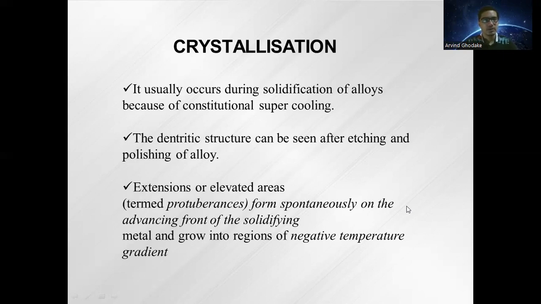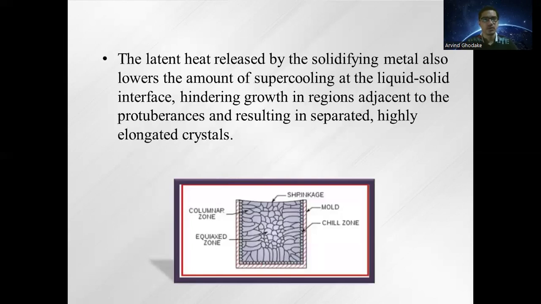The extension or elevated areas, that is termed a protuberance, form spontaneously on the advancing front of the solidifying metal and grow into regions of negative temperature gradients. The latent heat released by the solidifying metal also lowers the amount of supercooling at the liquid-solid interface, hindering growth in a region adjacent to the protuberance and resulting in separated, highly elongated crystals.